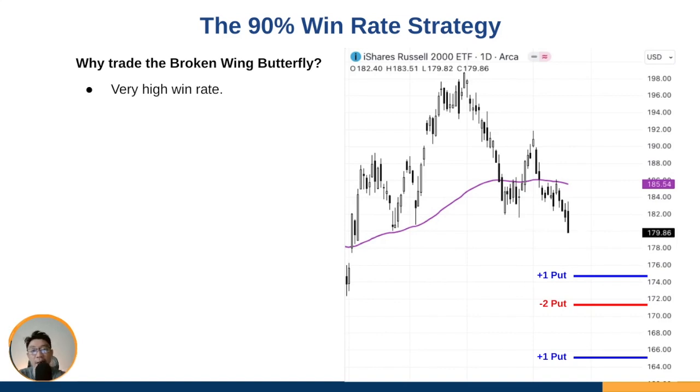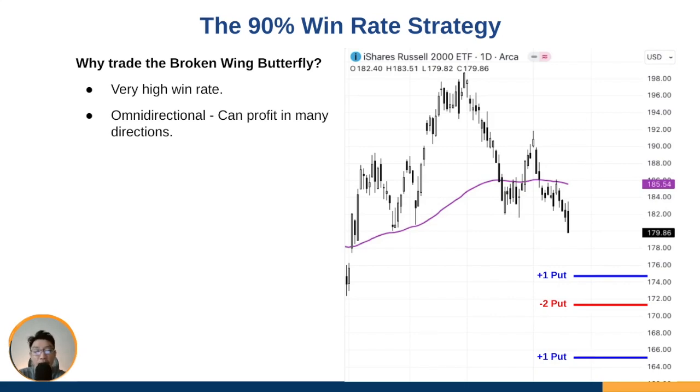As you can see, this is a 90% win rate. And in my experience, I've actually been getting slightly higher than 90%. So if you are the kind of person that likes to win often, then you might want to consider this strategy as well. Now, next, this is an omnidirectional option strategy.